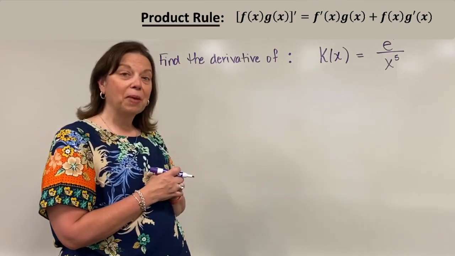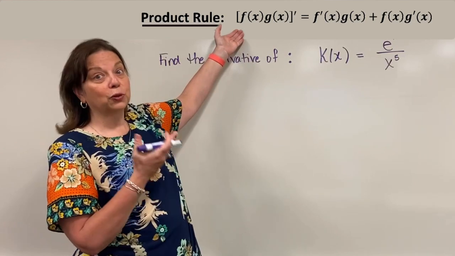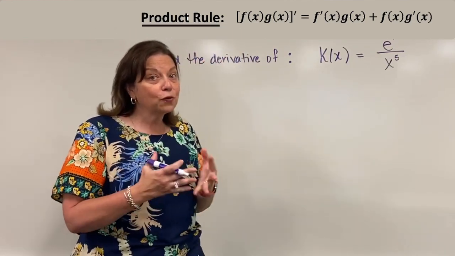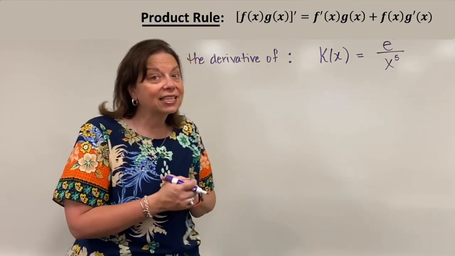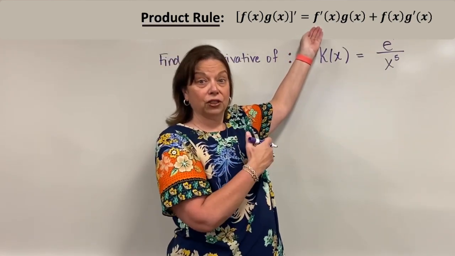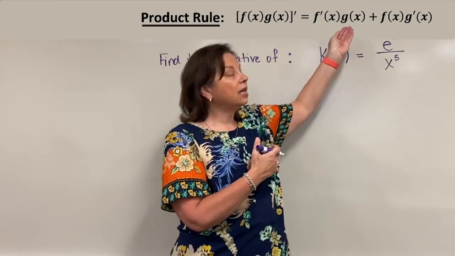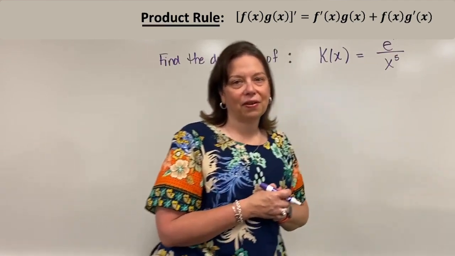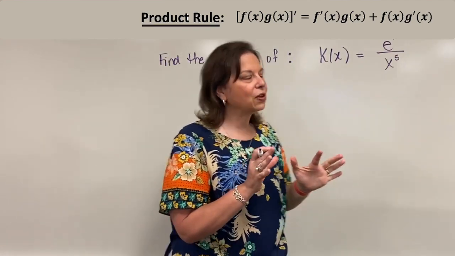Now, one thing to be reminded of is the product rule itself, which once again says if you are multiplying two functions together and you need to take its derivative, we will then write the derivative as the first function's derivative times the second function as is, plus the first function times the derivative of the second function. Okay, quick review on that.